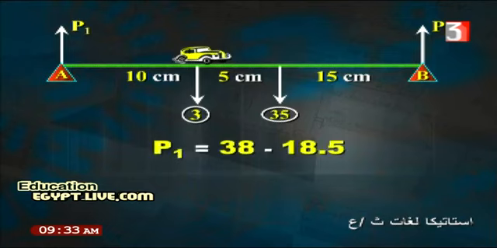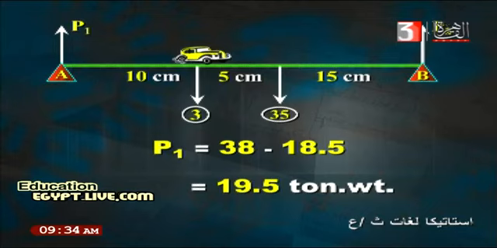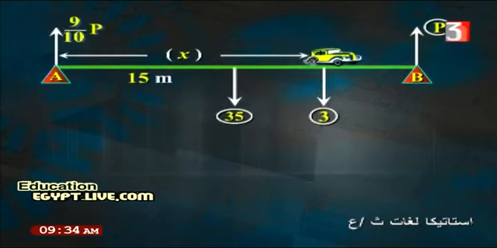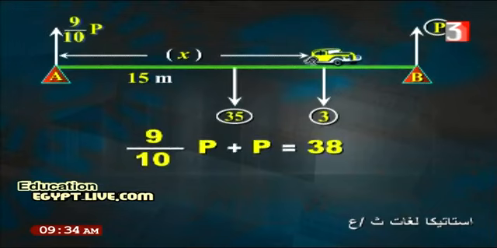By using subtraction, B1 equals 38 minus 18.5, which equals 19.5 ton weight. Then we find the value of reaction of support at A equals 19.5, and reaction of support at B equals 18.5. Look at this, my dear student.